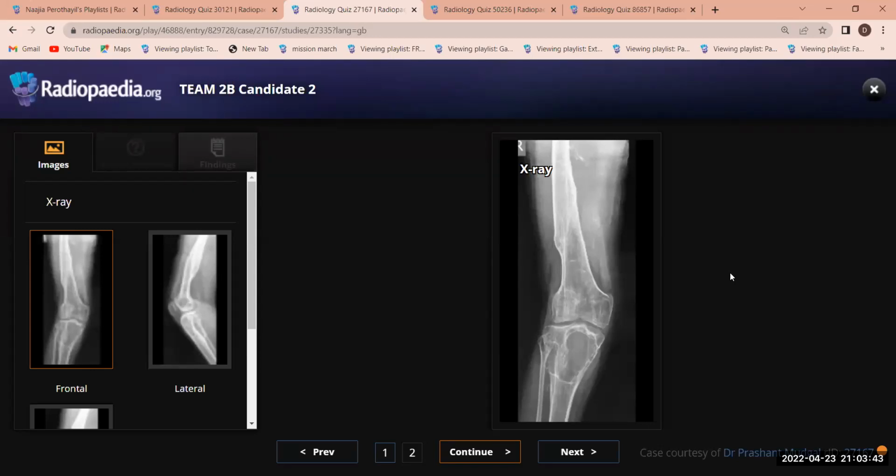And I see there is some cortical abnormality involving the lateral aspect of the distal femur as well. But I would like to correlate it with previous images if available. But I don't see any associated soft tissue mass. So what are you thinking, doctor?